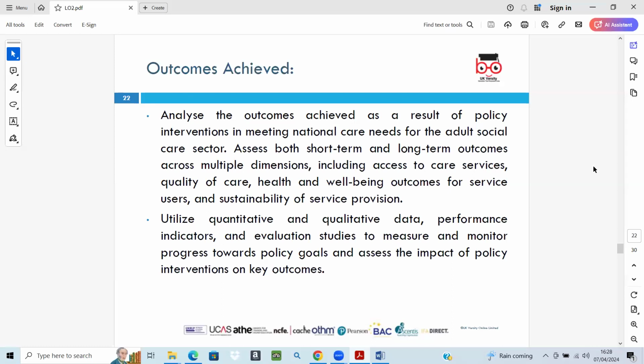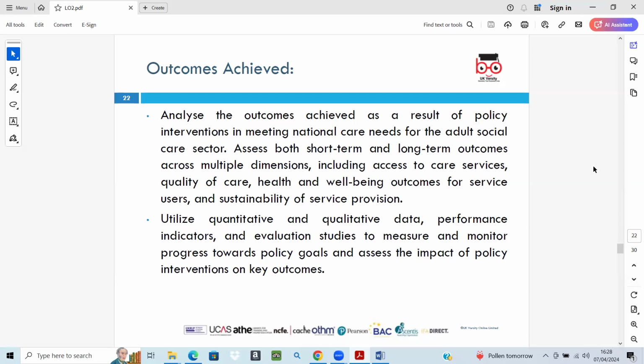Then we have the qualitative data from service user feedback, provider experience, and evaluation studies to gain insight into the effectiveness of policy intervention. So in qualitative data, we write the qualities, it's in written format, rather than using statistics or numerical data. Then we always look to monitor progress. We do that through performance indicators that track key aspects of care provision, service quality, and user outcomes.